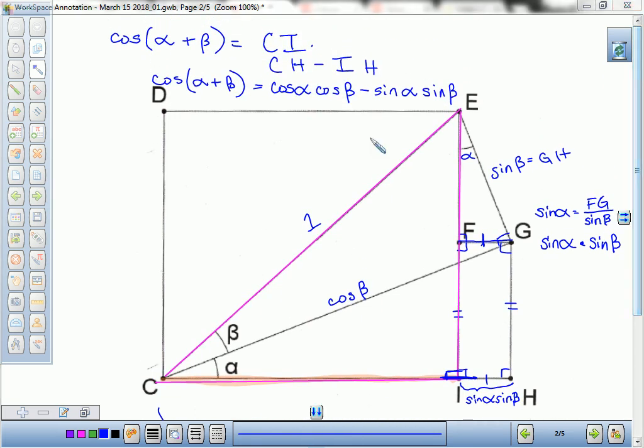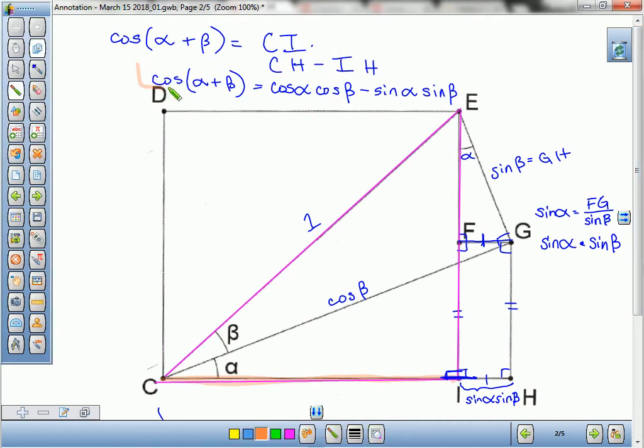Okay, so this is basically using a geometric proof to find our sum formula for cosine. I got half of it. Got it. I just forgot to subtract the sine. Oh, that's pretty good. Pretty good.